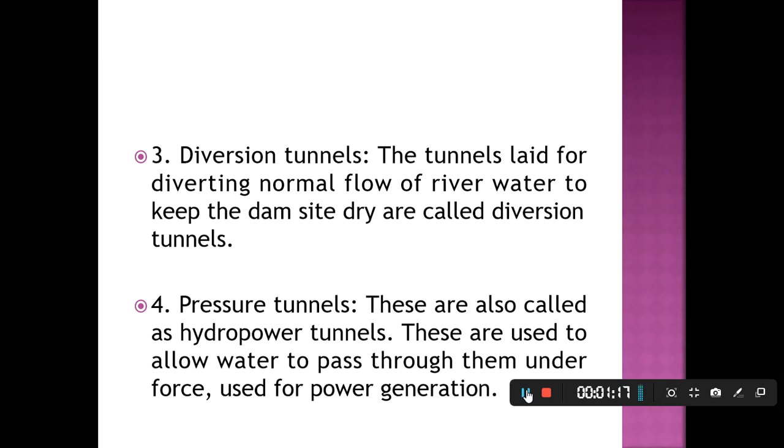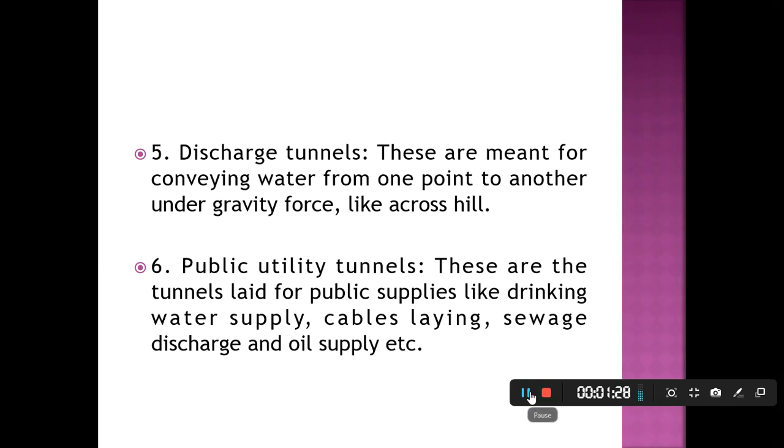These are also called hydropower tunnels. These are used to allow water to pass through them under force, used for power generation. Fifth one, discharge tunnels. These are meant for conveying water from one point to another under gravity force, like across a hill. Sixth one, public utility tunnels. These are the tunnels laid for public supplies like drinking water supply, cables laying, sewage discharge and oil supply, etc.